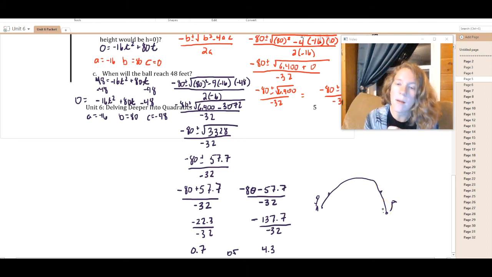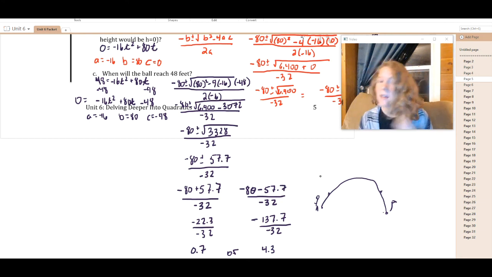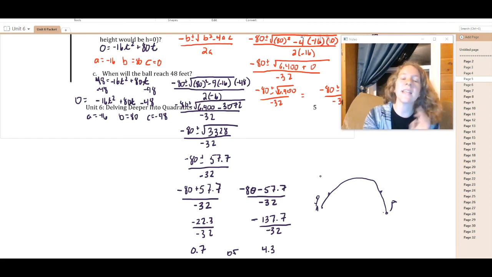So you've got to read the problem and try to figure out what it means. In this case, I would assume that it's talking about the first one. It's not really clear. When will the ball reach 48 feet? Well, it reaches it for the first time at 7/10 of a second, so a little over half a second. It reaches it again a little after 4 seconds. So at 0.7 seconds and at 4.3 seconds.